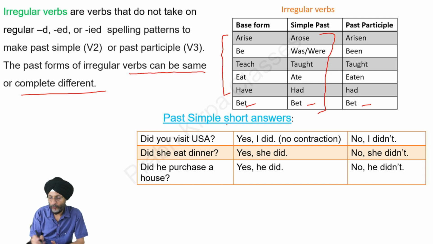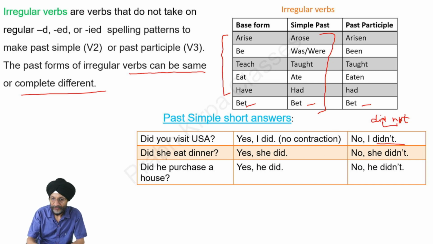Now, when any question is asked in past simple tense, then we can give the answer shortly. How do we do it? If someone asks, did you visit USA? The answer in positive may be yes, I did. Here you will see that there is no contraction. But if we give the answer in negative, no, I did not, you will see that there is a contraction. Otherwise the word would have been did not. Here we have deleted O and we have also joined these two words.